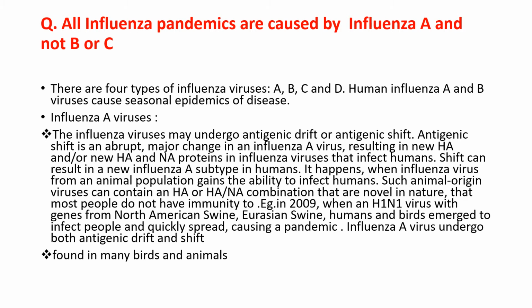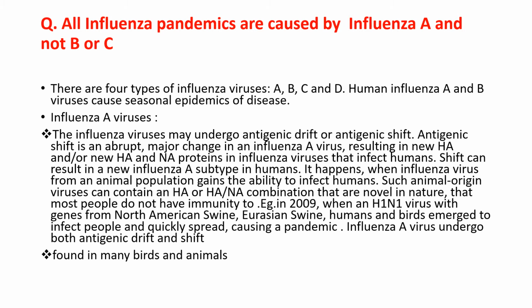The influenza A virus may undergo antigenic drift as well as antigenic shift. Antigenic shift is an abrupt major change in an influenza A virus resulting in a new hemagglutinin and neuraminidase protein in an influenza virus that infects humans. And shift can result in a completely new subtype of influenza A in humans. It happens when an influenza virus from an animal population gains the ability to infect humans. Such animal origin viruses can contain a new hemagglutinin or a hemagglutinin-neuraminidase combination that is novel in nature, that most people do not have immunity to. So this novel exposure leads to a quicker spread.